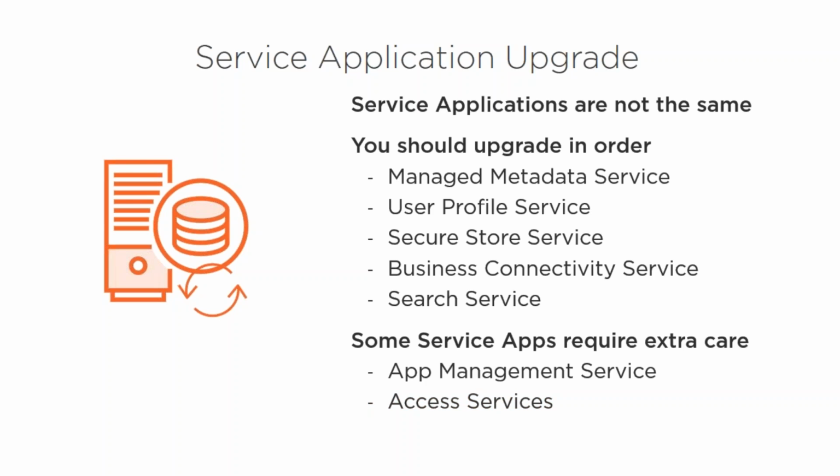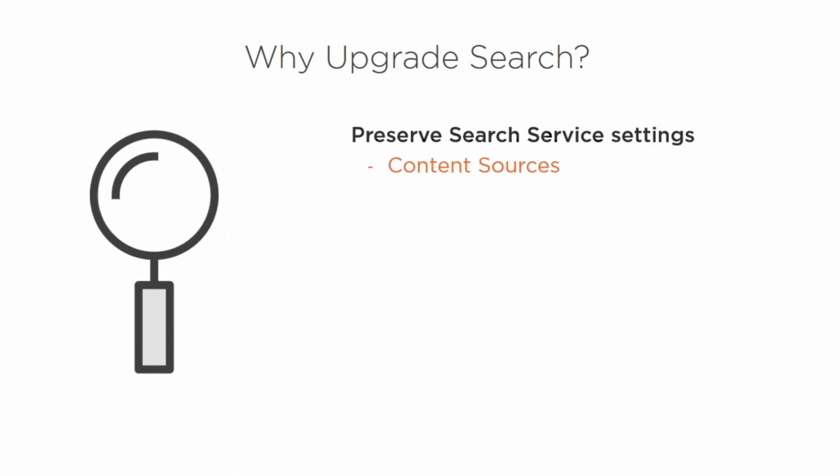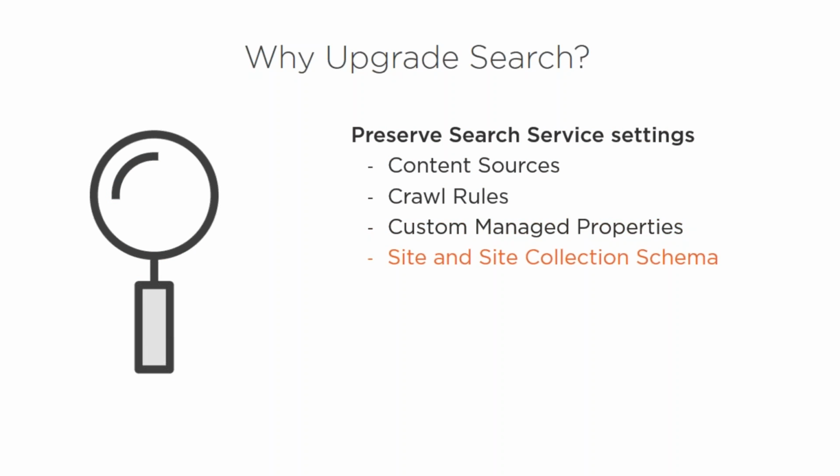When it comes to the Search Service application, some good reasons to upgrade the Search Service application are to preserve all of the search settings that you've created in Central Administration. So these would be the content sources that I showed you. If you have custom crawl rules and custom managed properties, that's a reason to upgrade your Search Service application.